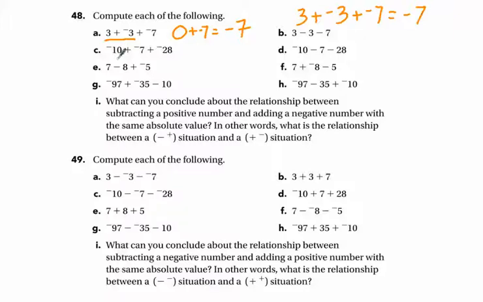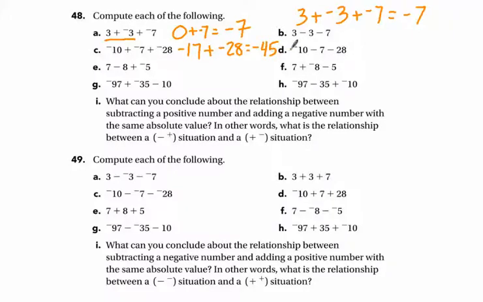For C, negative 10 plus negative 7 is a negative 17. Because these are both negatives, I know to add them and to keep the sign. Now I have negative 17 plus negative 28. Because they are both negatives, I add them and I keep the sign, which gives me a negative 45.